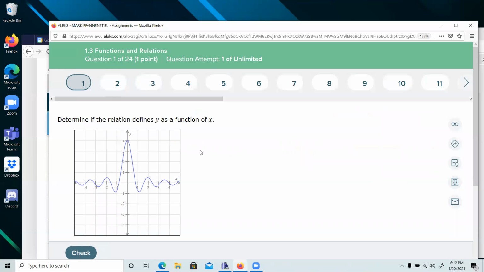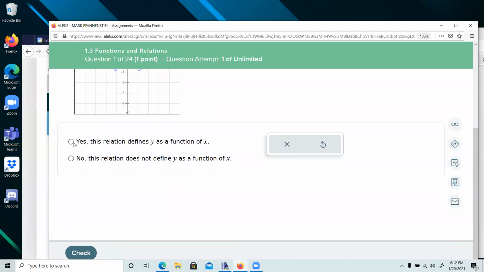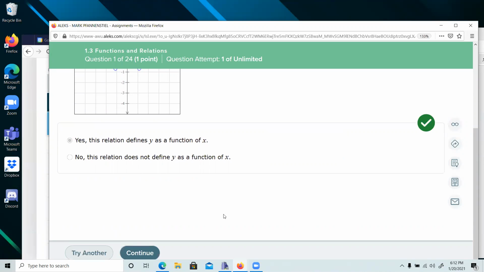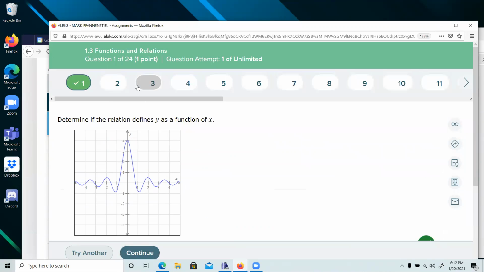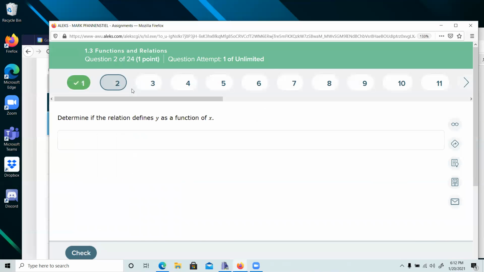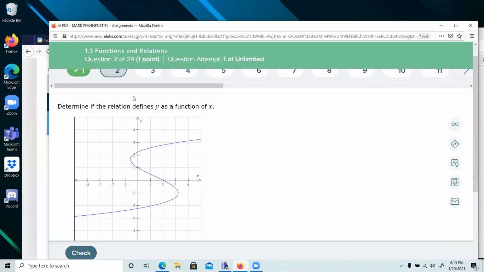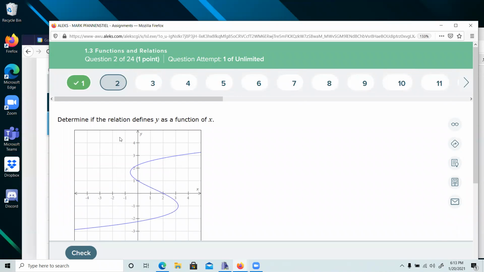Let's take a look at your actual homework. Okay. Determine if the relationship defines y as a function of x. Well, does it pass the vertical line test? Yeah, it sure does. So yeah, this relationship is going to be fine. All right. Let's see what we have. So clearly, no, doesn't pass the vertical line test.